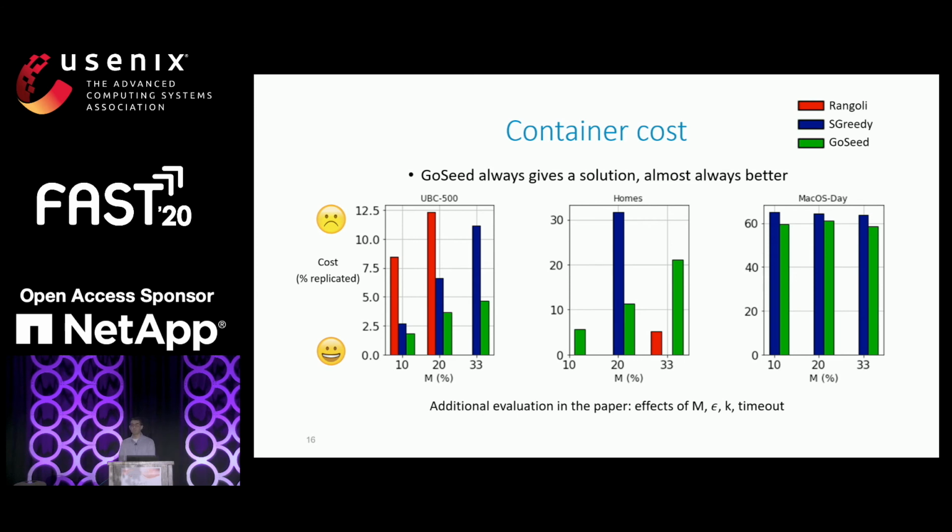Additional evaluation of some other parameters like m, like epsilon, the tolerance, the timeout parameter also, and the parameter of k, which is sampling degree. Everything is evaluated in the paper.